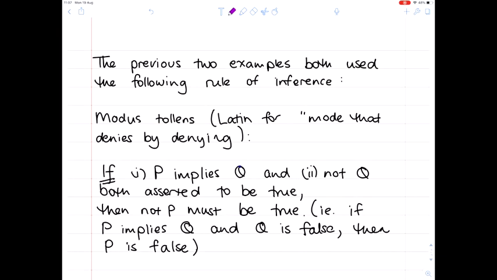So just as we had a Latin word for direct proof, we have a Latin term for indirect proofs. This is modus tollens, and it stands for mode that denies by denying. What do we mean by this? We mean that if we assume two things, that P implies Q and not Q are both asserted to be true, then it is the case that not P must be true. Another way of saying that is if P implies Q and Q is false, then P is false.